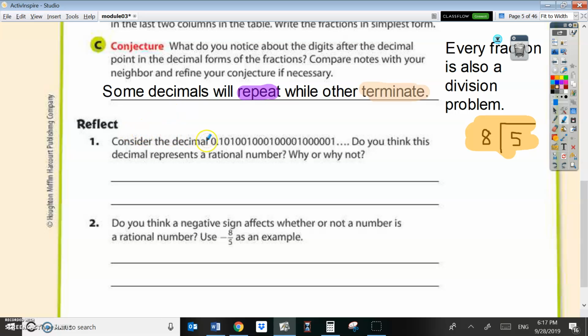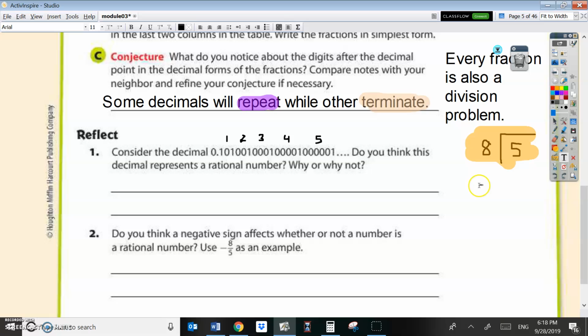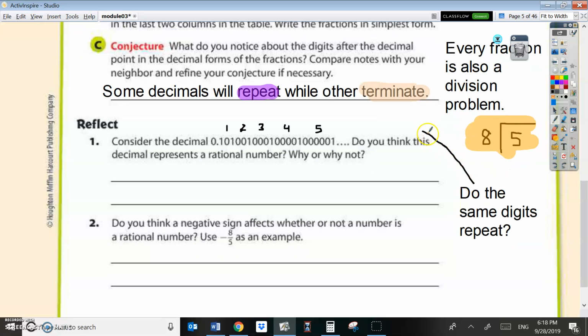Okay, so consider this decimal. Do you think that this represents a rational number? Why not? Well, count the number of zeros here. There's 1, 2, 3, 4, 5. So you ask yourself the question, do the same digits repeat? No.